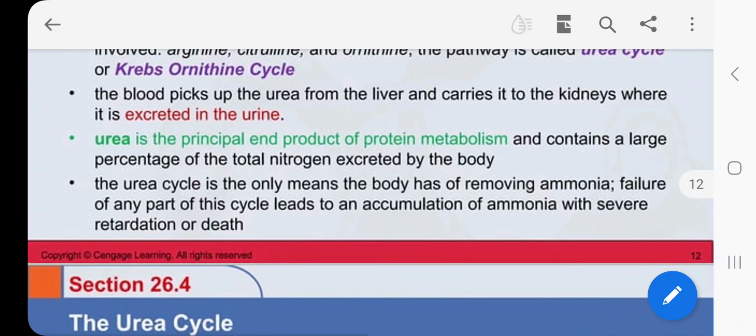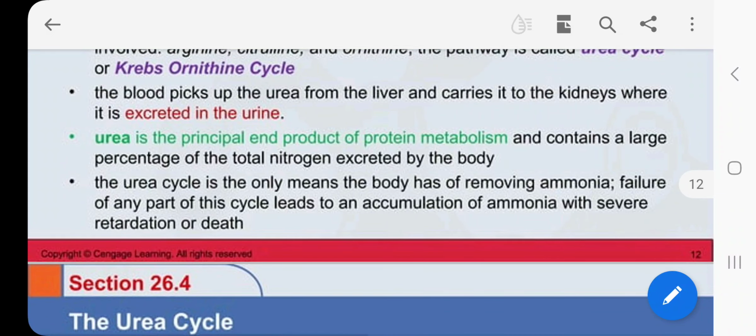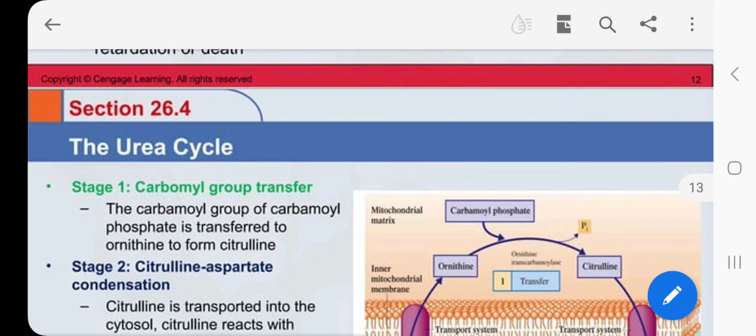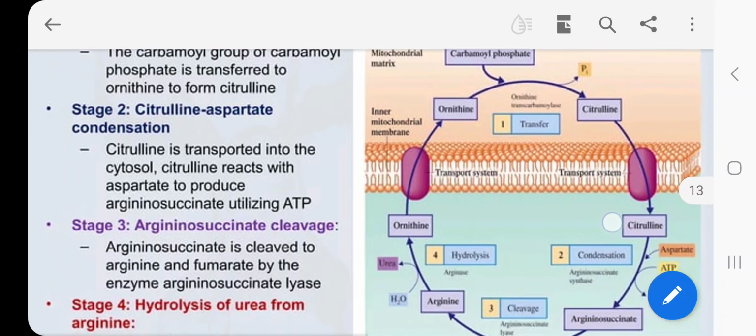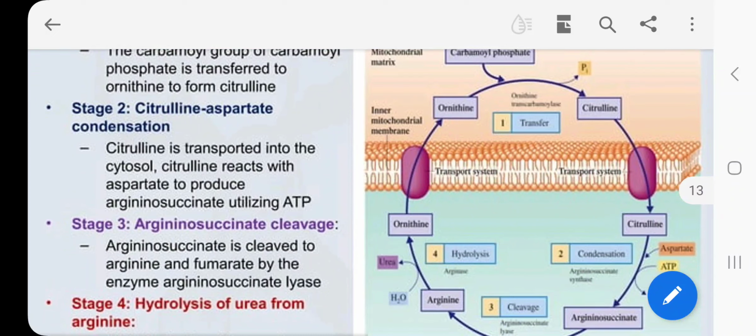So that would be depicting a lot of problems in the body. So, malfunction of the kidneys, the liver, etc. Okay. So, we have here carbamoyl group transfer. The carbamoyl group of carbamoyl phosphate is transferred to ornithine to form citrulline. Sabi natin kanina, si ornithine at citrulline are forms of amino acids. Stage 2, citrulline aspartate condensation. Ditong part na to, kailangan niya ng ATP. It utilizes ATP.